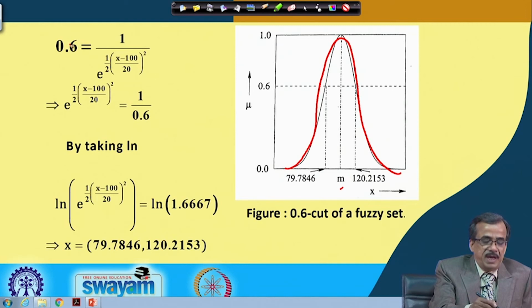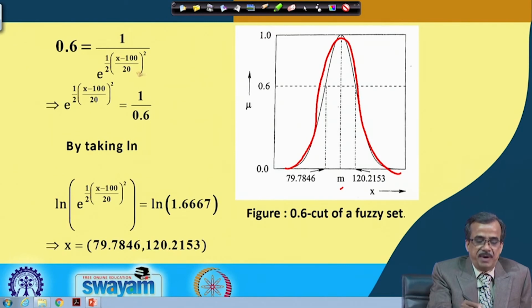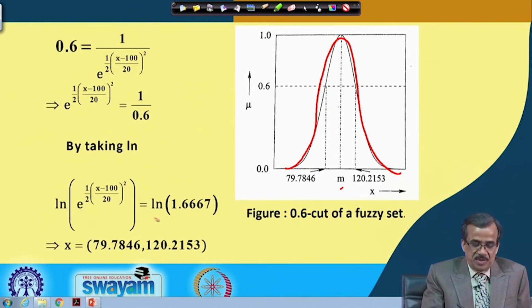Now, if you substitute the values, this will become mu equals 0.6 equals 1 divided by e raised to the power half x minus 100 divided by 20 whole square. If you simplify, e raised to the power half x minus 100 divided by 20 square is equal to 1 divided by 0.6. Now, we can take log on both the sides. So, ln, that is log base e.